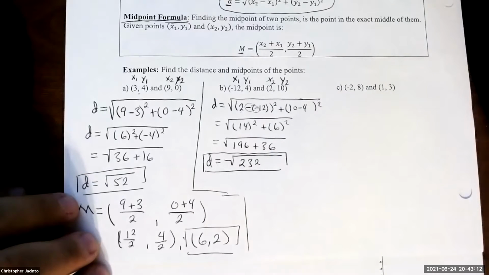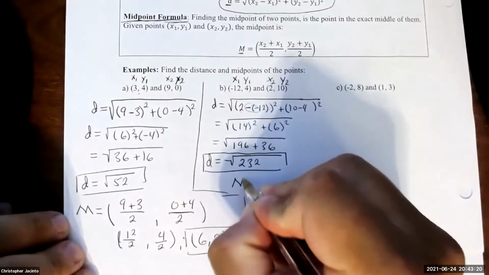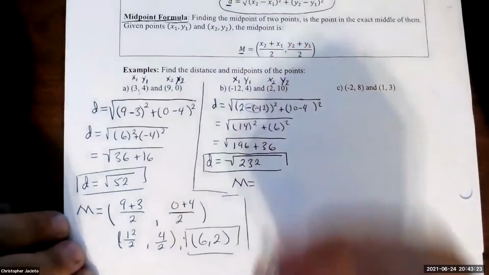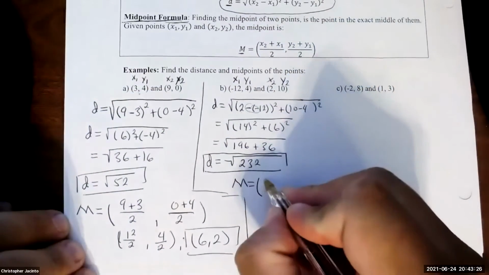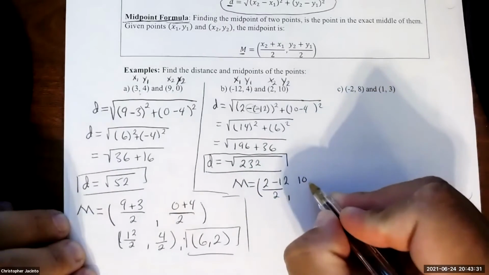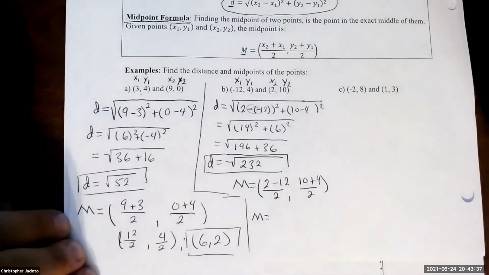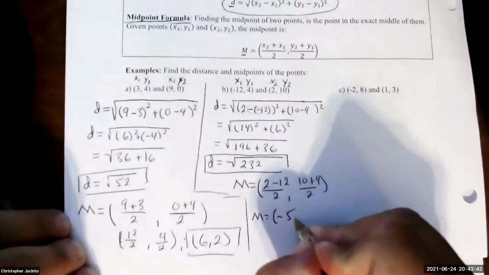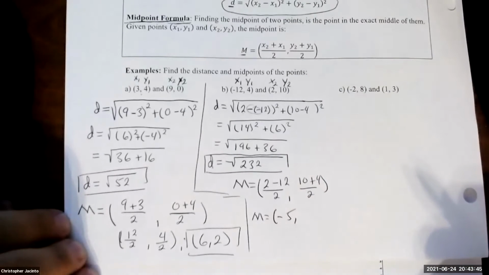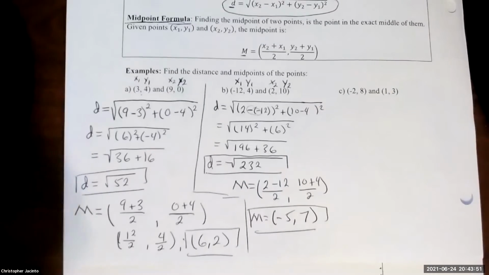Everybody comfortable there? Assuming that's okay. Next up, find the midpoint. So much easier, right? Add them up. So add the two x's. So 2 now minus 12 divided by 2. And add the y's. So 10 plus 4 divided by 2. So 2 minus 12 is negative 10. And then negative 10 divided by 2 is negative 5. 10 plus 4 is 14. And then 14 divided by 2 is 7. And there you go. There is your midpoint.